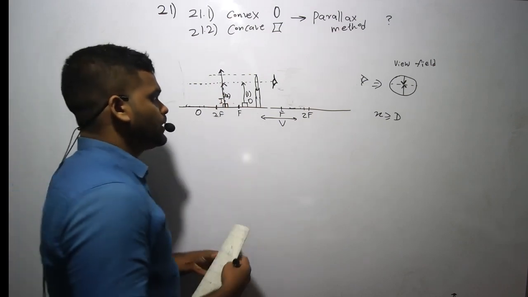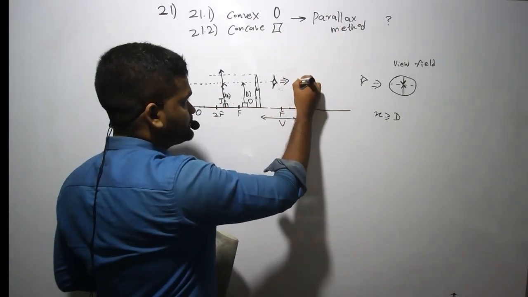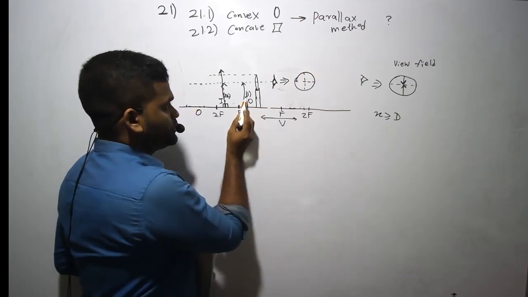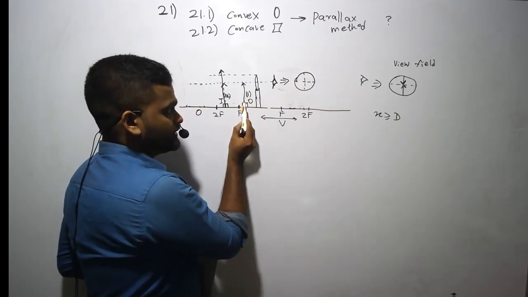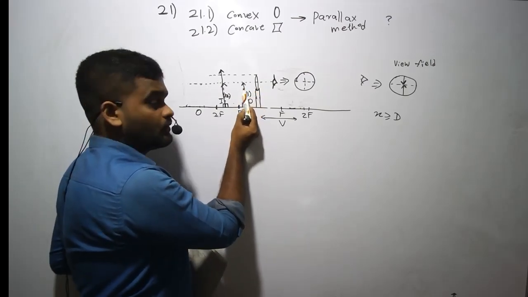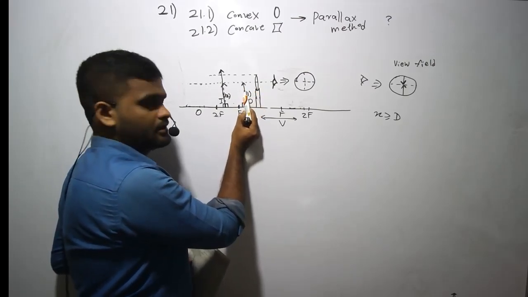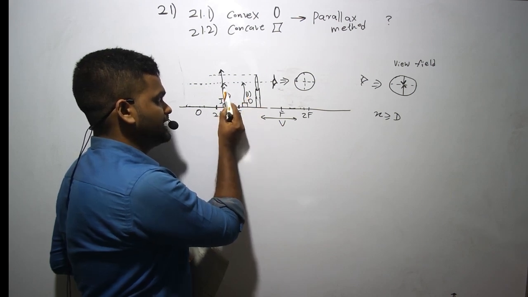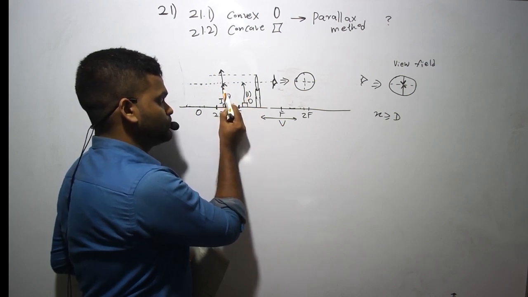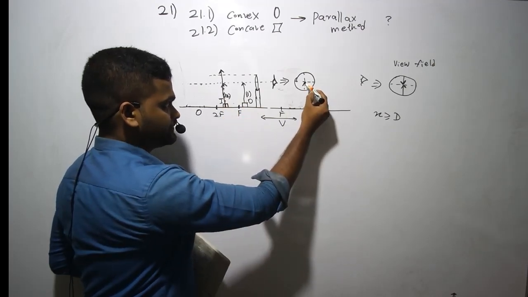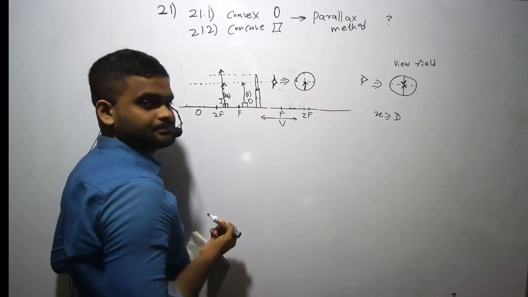So now, what do you see through the view field? So let's say this is the view field. So you don't see this one, right? Pin 1, you cannot see the pin 1. What you see is the image of the pin 1. So what you see is through the lens, this image. This virtual image is what you see. So it is like this. You will see that like this, virtual image.